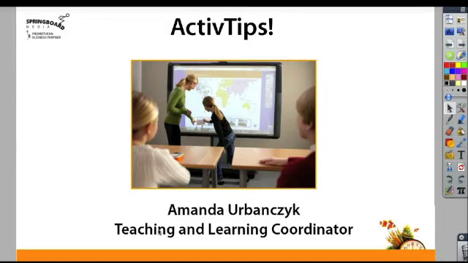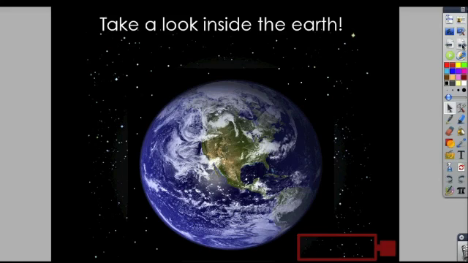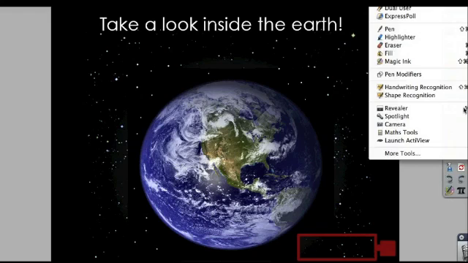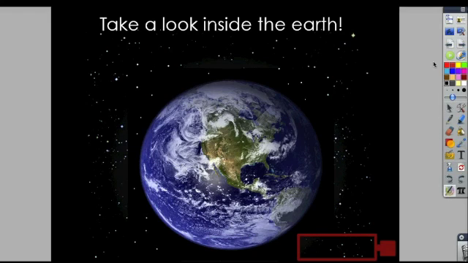I'm Amanda Urbanzik. Today we're going to take a look at magic ink. So magic ink is a tool that allows you to see through the top layer. Magic ink looks like this. It has a swirl that kind of has a rainbow color to it. If you don't see this, you can go into your tools and magic ink is right here.